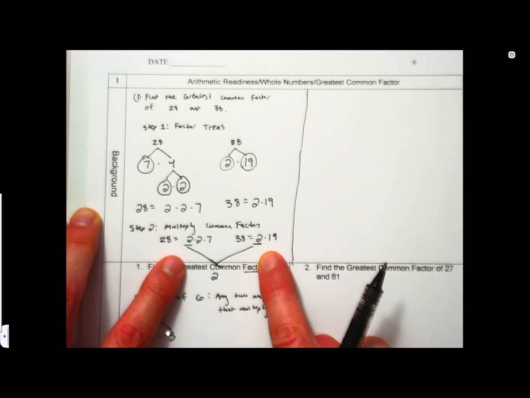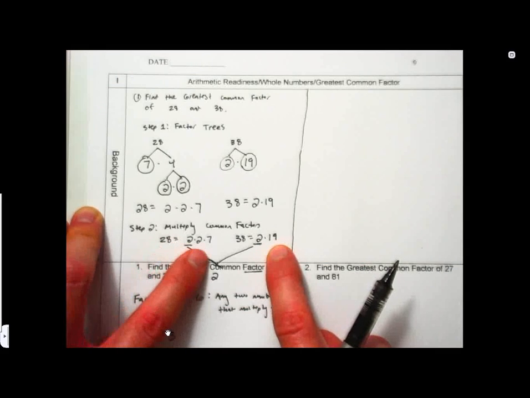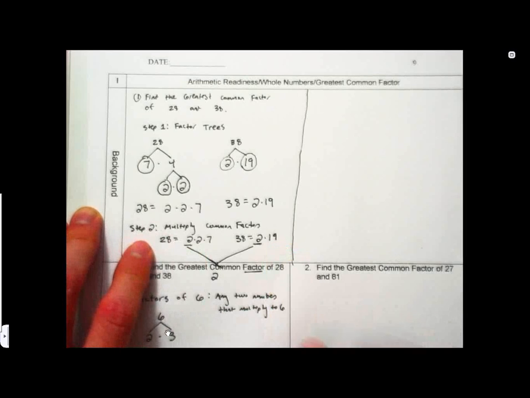So looking at the other numbers, well, the only thing that's left, I've already used this 2 and this 2. So the only thing that's left is the 19, the 2, and the 7, and certainly there's nothing in common there. So my answer, my greatest common factor in this case, is just a single 2.